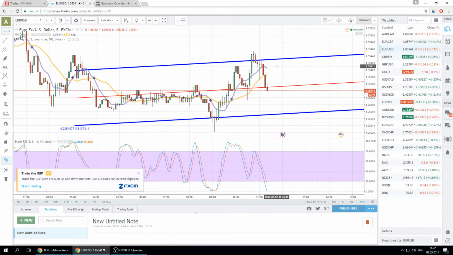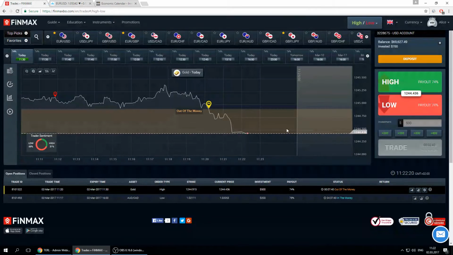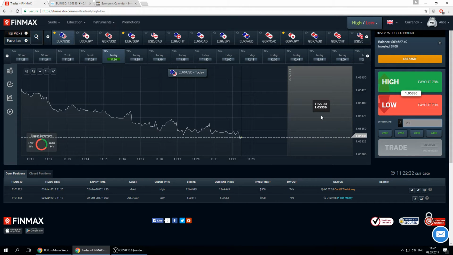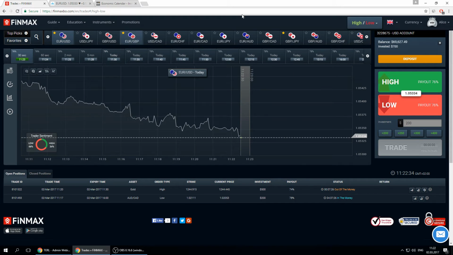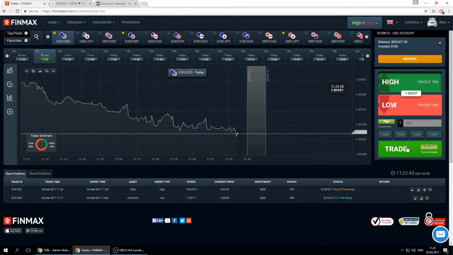Euro USD, 5 minute. Let's open for 1 minute for up in gold. So the next step will be this one for Euro USD. 1 minute. Oh, we have available like 30 seconds. But you need to be extremely fast to get into that time frame.